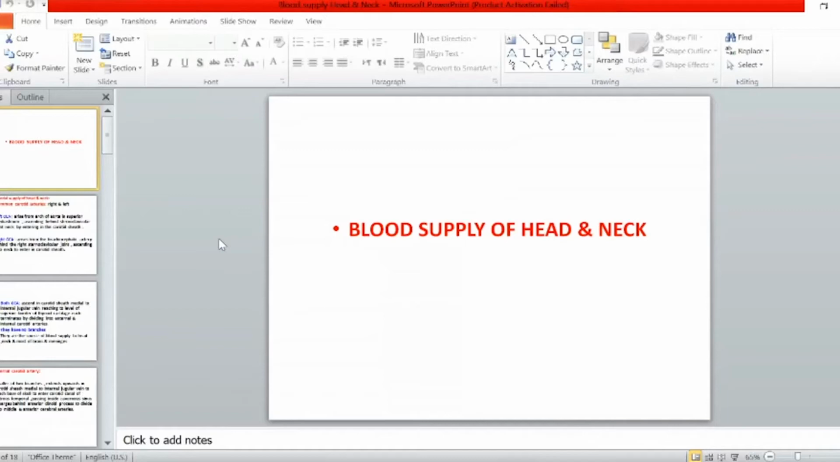In head and neck, we have studied the face, scalp, and the oral cavity, the orbit, the nose, and the vestibular apparatus, and we have studied the neck. Now today we will study the blood supply of head and neck. Although we have studied it regionally with every part, here we will study it in common as a whole.